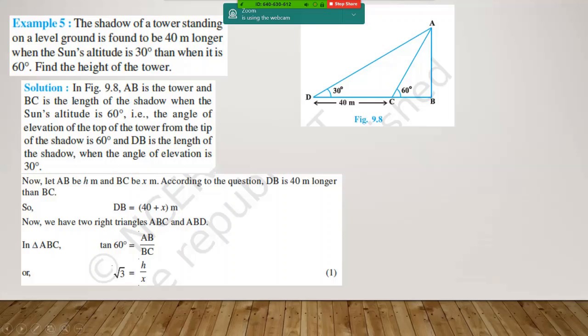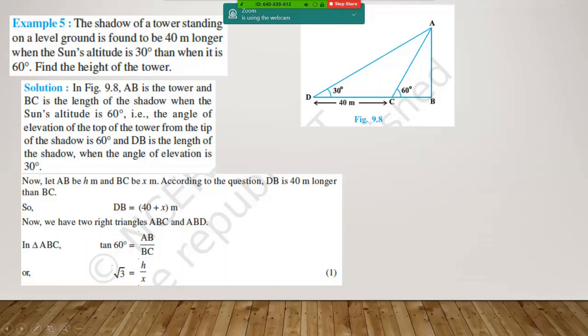Okay. So the shadow of a tower standing on level ground is found to be 40 meters longer when the sun's altitude is 30 degrees than when it is 60 degrees. So when it was 60 degrees initially, it was BC. When the sun's position changed, the shadow moved away. How much away? 40 meters away from the original place. Right with that? Now find the height of the tower.